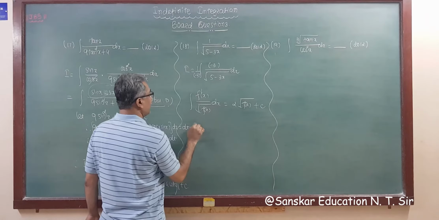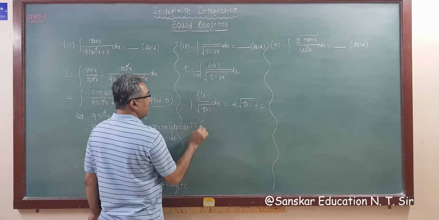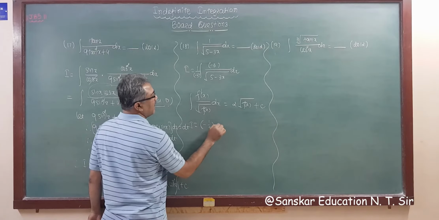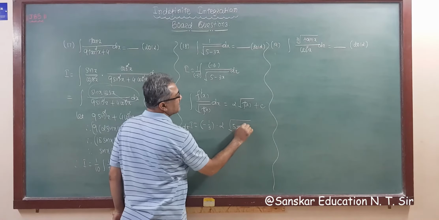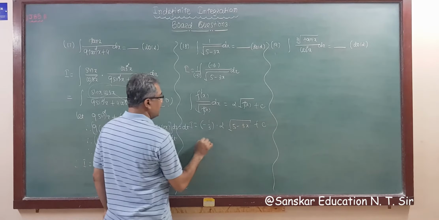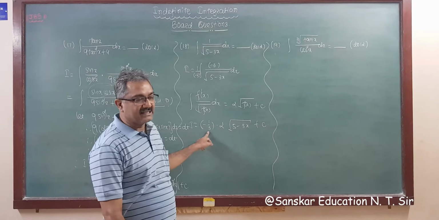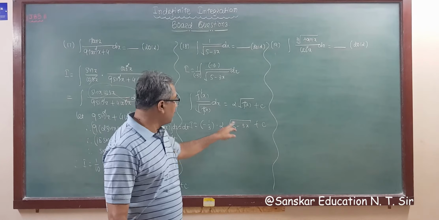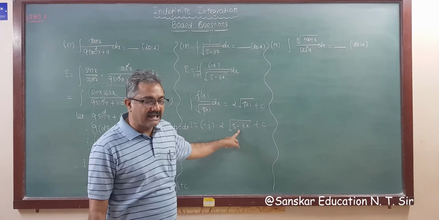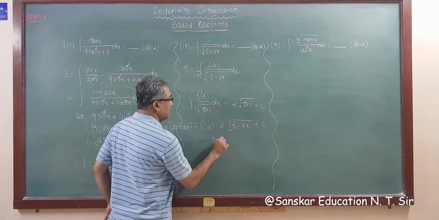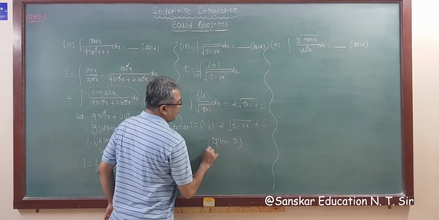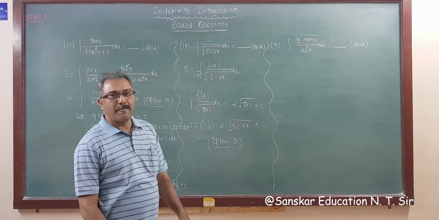So the answer of this, I will be minus 1 upon 3 into 2 times root fx, where fx is 5 minus 3x, plus c. So minus 2 by 3. Answer is minus 2 by 3 under root 5 minus 3x. That is answer, A, B, C, D, option D is your correct answer. So option D is your correct answer.